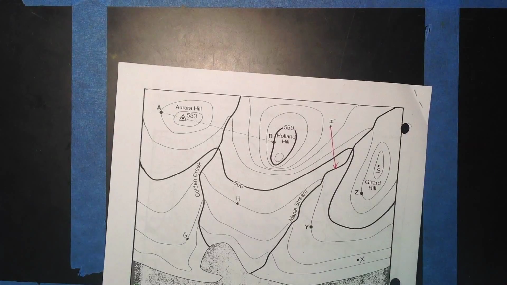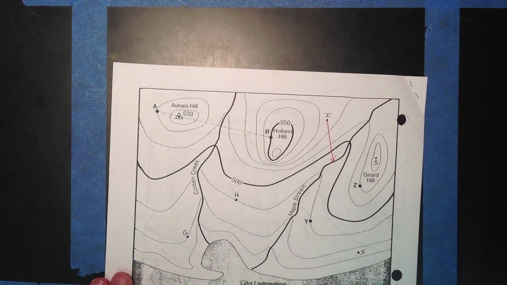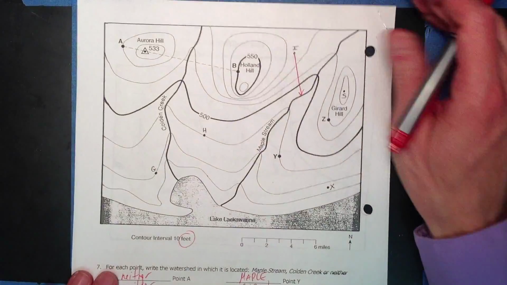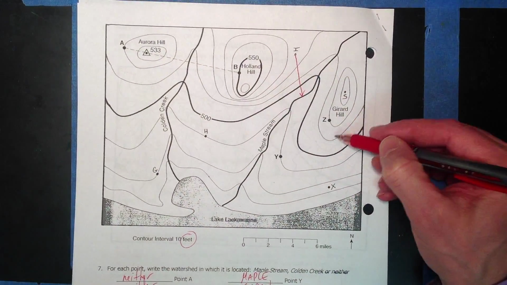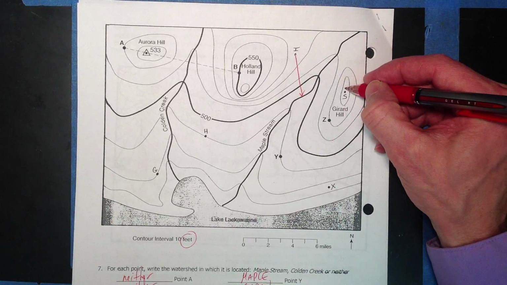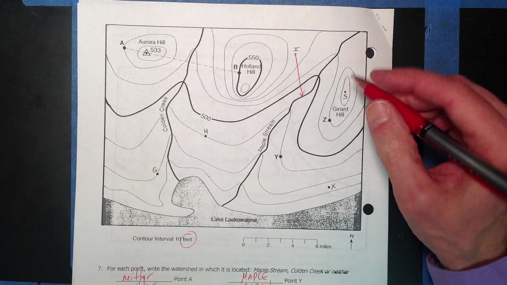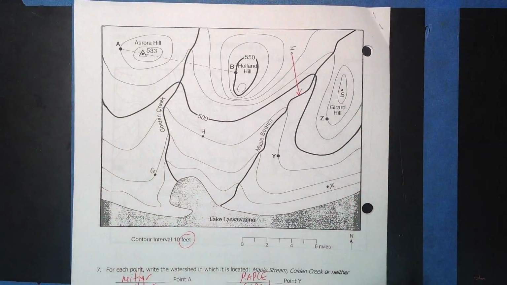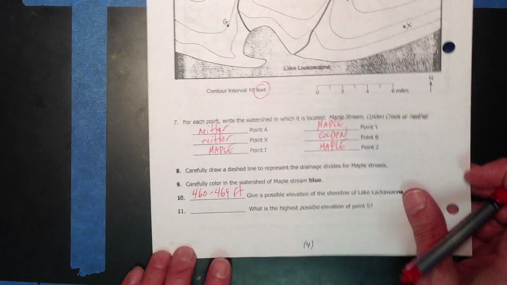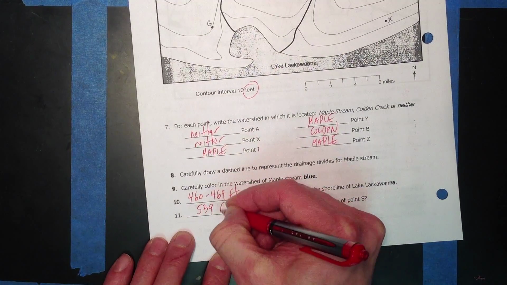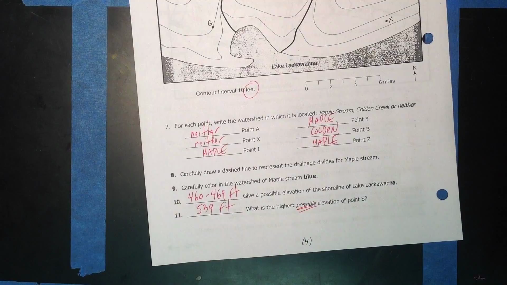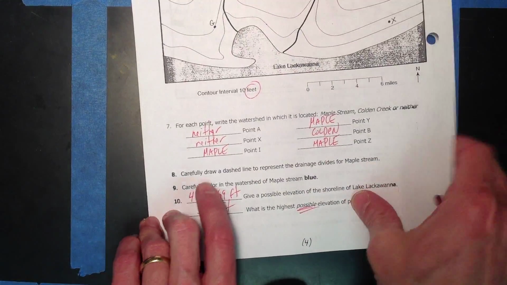And then what's the highest possible elevation for point S? Point S here. Well, this is what gets people sometimes. Again, it goes by 10. This line is 500. 510, 520, 530. If there was another line, it'd be 540, but it's not. But it's uphill of 530. What's the highest it could be without being 540? Highest possible, 539 feet.